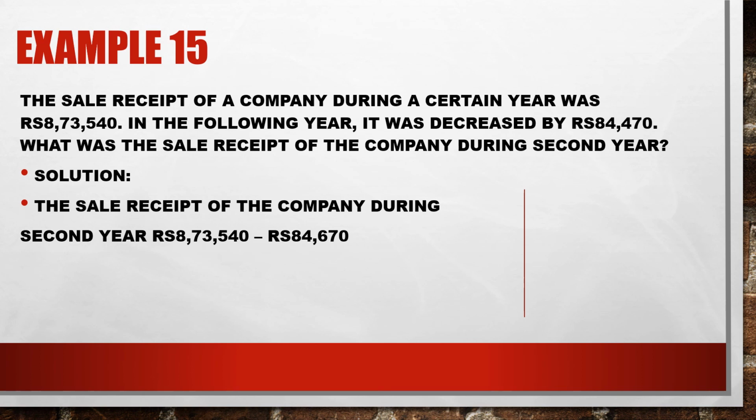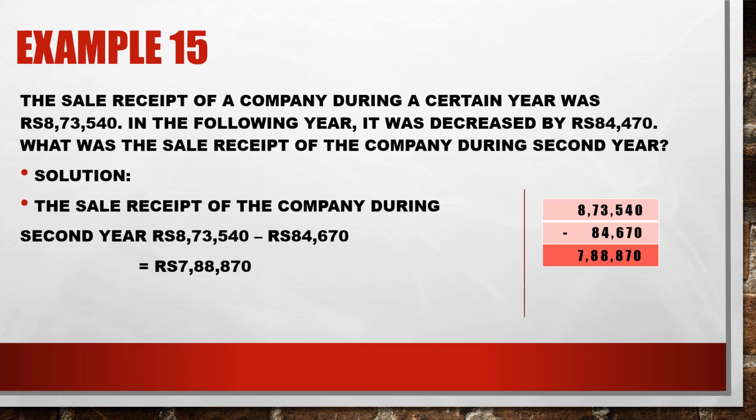So what we need to do here? We need to minus the amount rupees 8,73,540 with the decreased amount rupees 84,470. So when you minus it, subtract it, you will get 7,88,870. So that is your final answer, rupees 7,88,870. So we found the answer. The sale receipt of the company during second year was 7,88,870.